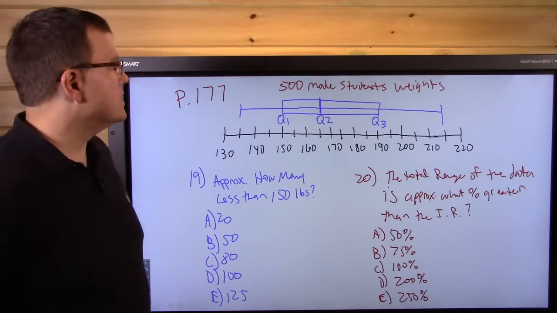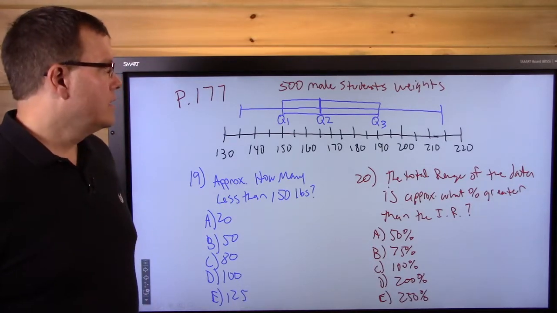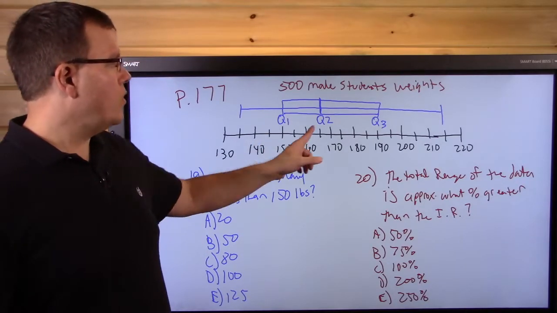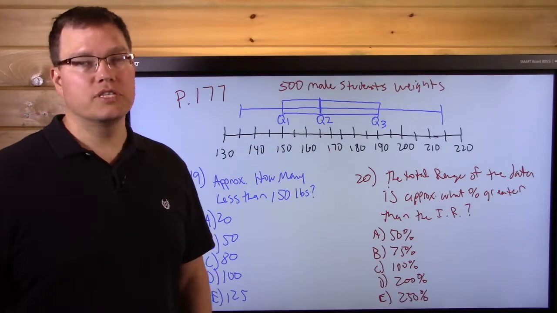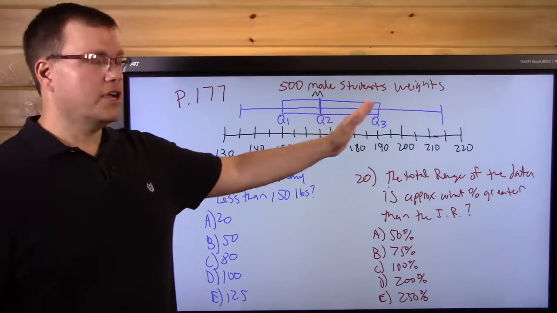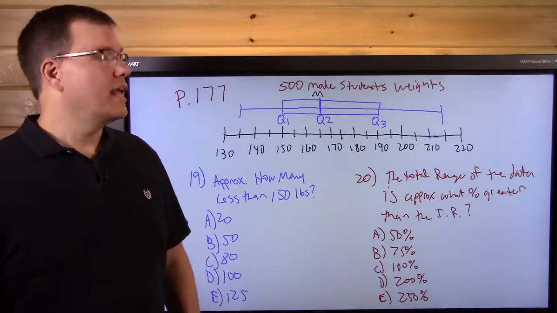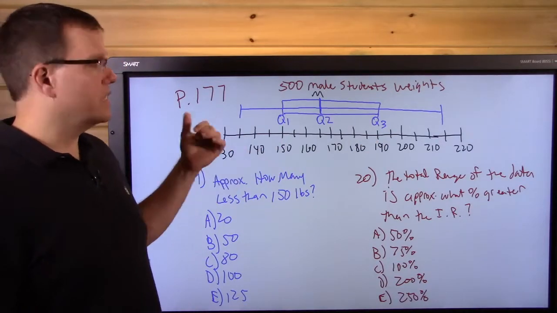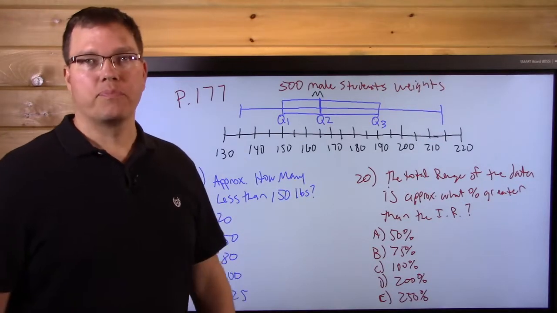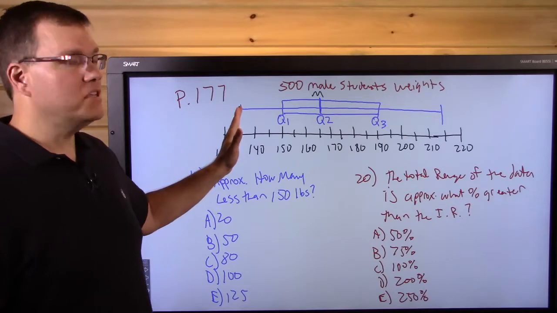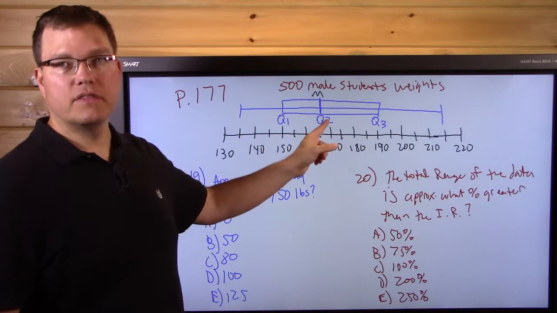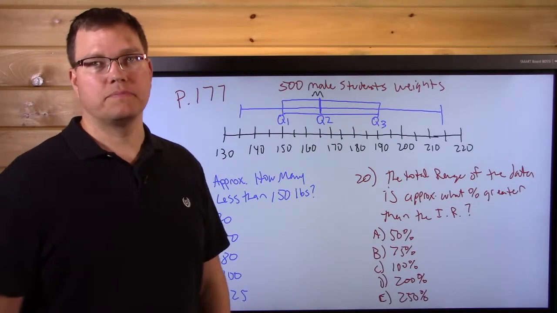We're on page 177, questions 19 and 20. So the box shows you quartile 1, quartile 3, and quartile 2, which is, of course, the median. So now you've got your interquartile range, right? And then the whisker shows us the extremes. So the extreme here, the extreme here, okay? This is the lowest. This is the highest. This is the 25th percentile, the exact middle, and the 75th percentile.